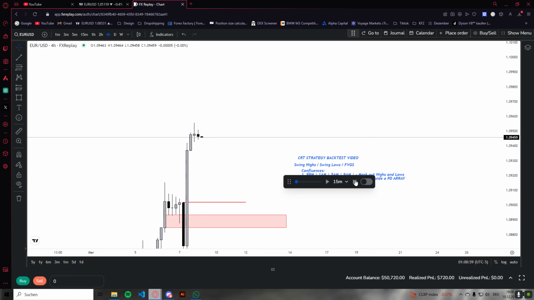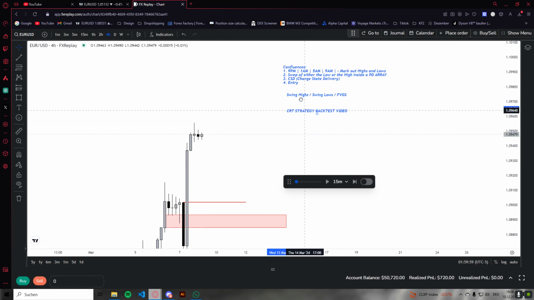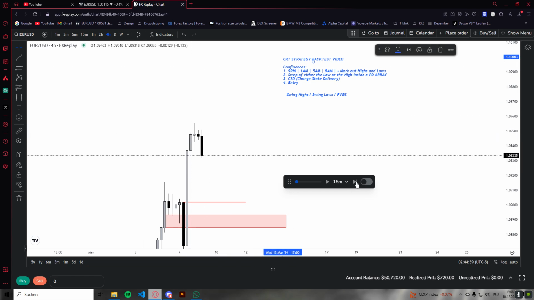Let's go to the next one. That's a small candle, so I won't take this one. Be careful with the 9 p.m. candle. If it's too small, don't take it, okay? It's not a good range.